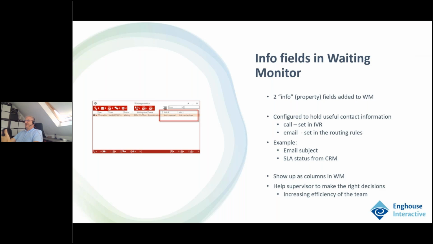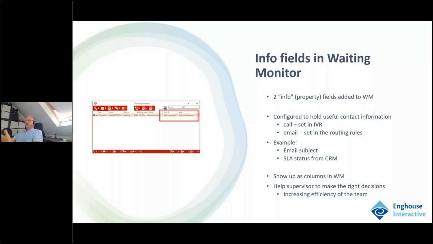For emails, it's sort of the same. So data can be written in these info fields from within our routing rules, that are rules that are executed every time an email comes into our system. And here you can also build routing rules to extract certain information from the mail itself and write that in one of these info fields. Or just like before with the voice calls, you can also go to the CRM system with the email address and find out the information that you have in your CRM system. So by showing it in the waiting monitor, it will appear there as 2 extra columns.